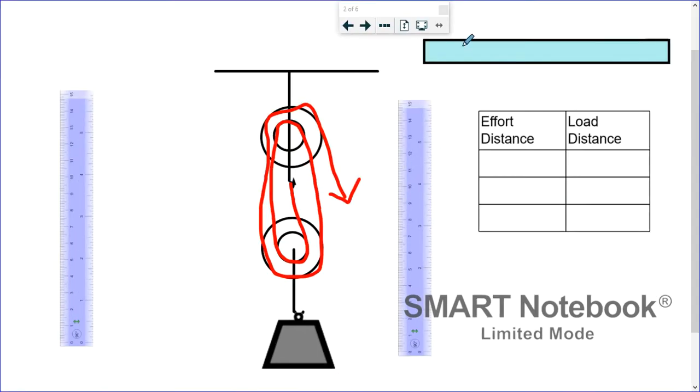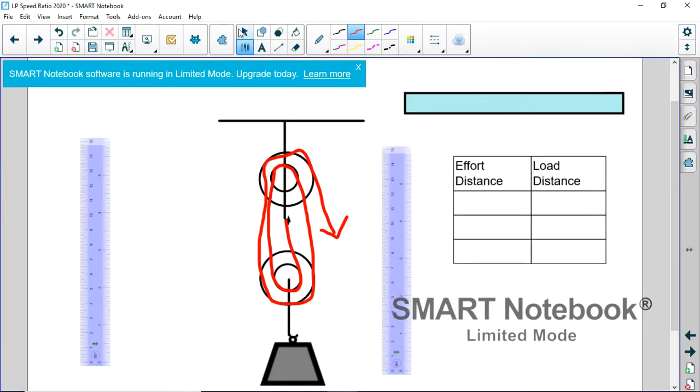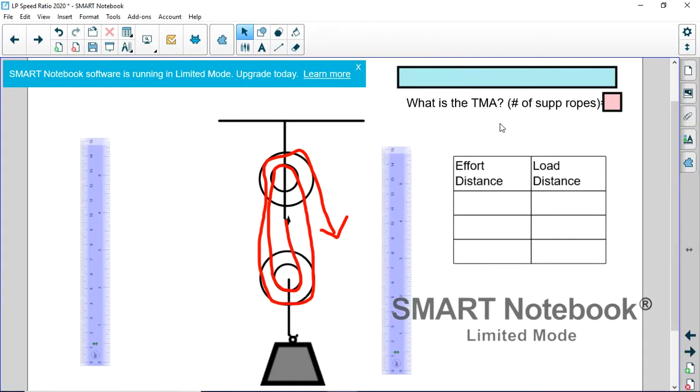So just to start, before we start here, what is the TMA or the mechanical advantage of this pulley system? So it is equal to the number of supporting ropes. So you would count 1, 2, 3, 4 supporting ropes. This one's going down, so it doesn't count. So the answer is 4.